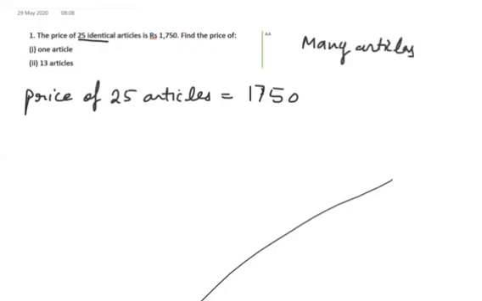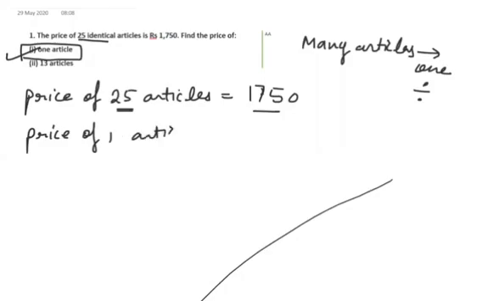Beta, in this question you are given the price of many articles and you have to find the price of one article in part 1. So when you have to go many to 1, then you have to divide. This is the rule. Whenever you are given the price of many articles and you have to find the price of one article, then always you have to divide. So write, price of one article is equal to 1,750 divided by 25.